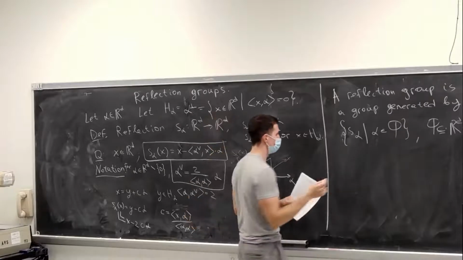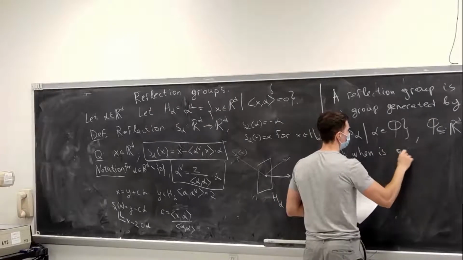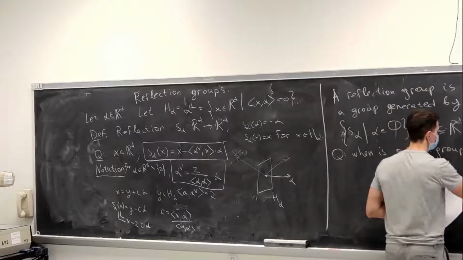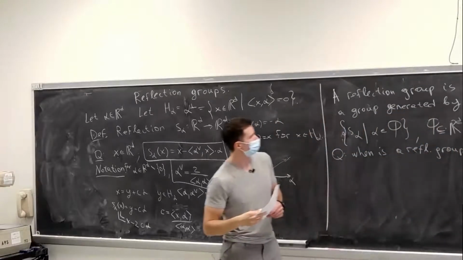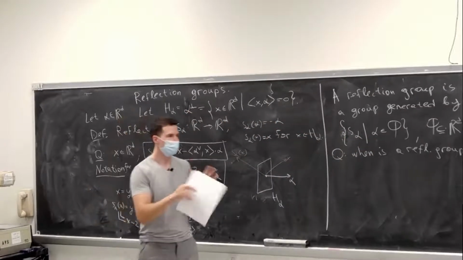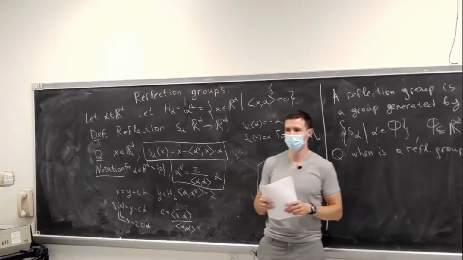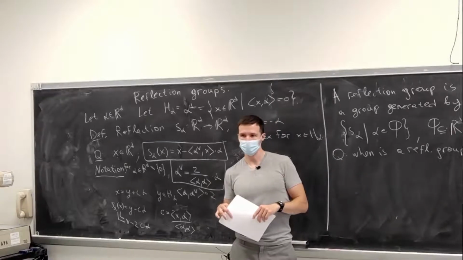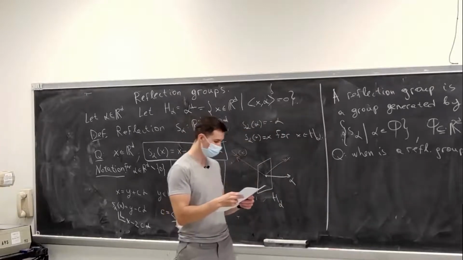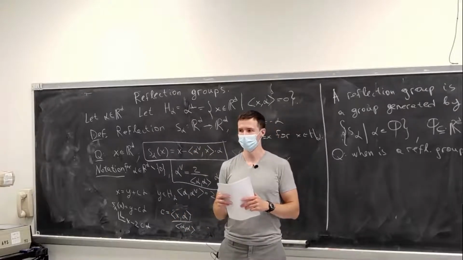All right. So a natural question is, when is a reflection group finite? So you start with a bunch of hyperplanes like this, and then you apply reflections in all possible ways. And the question is, when do you get finitely many transformations? And when do you get infinitely many? It's a pretty natural question. How do you find all of these finite reflection groups? And can somebody give me an example of a finite reflection group?